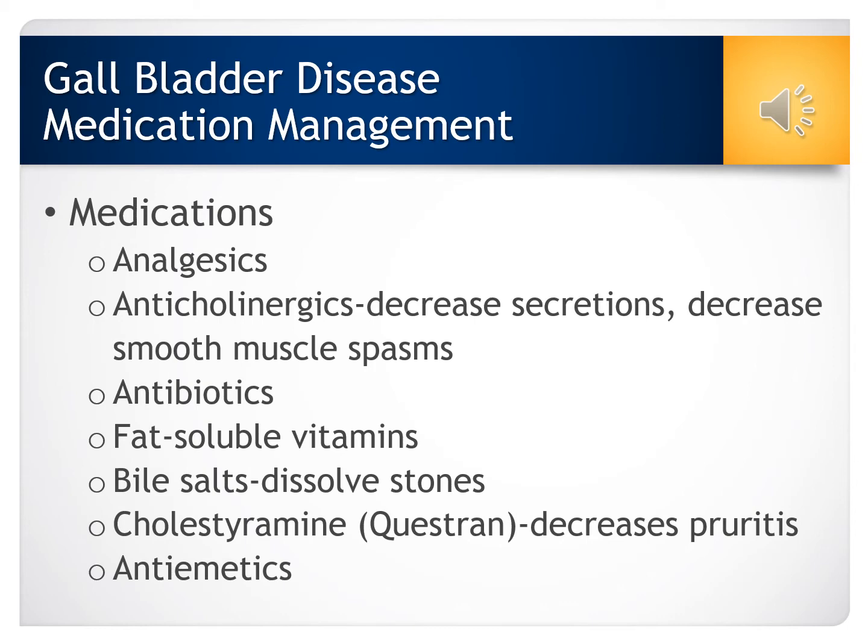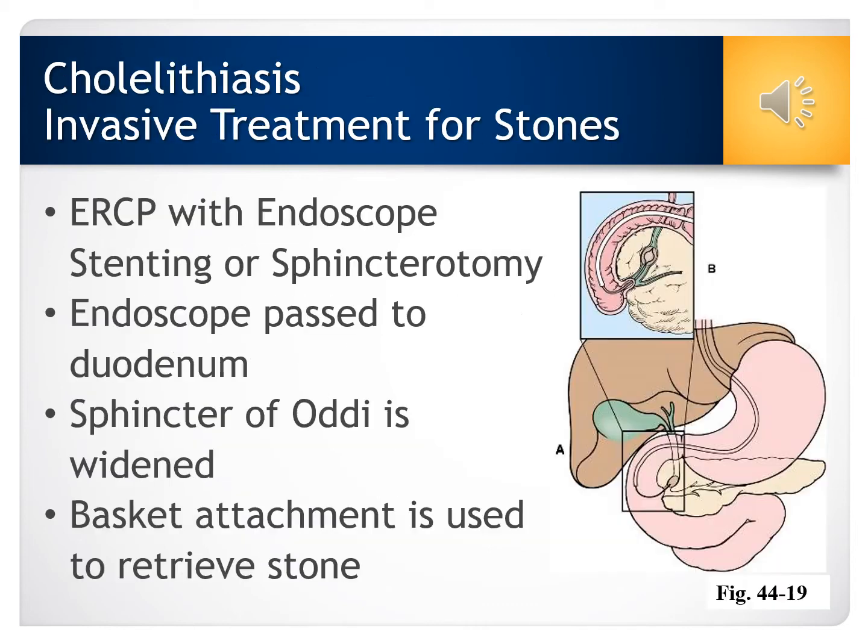Medication management can include analgesics for the pain, anticholinergics to decrease the secretions and decrease smooth muscle spasms, antibiotics for the infection, fat-soluble vitamins. They may take bile salts, which will help to dissolve the stones. They also might be on cholestyramine or Questran, and that's to help decrease pruritus. And they might be on antiemetics if the patient continues to have nausea and vomiting.